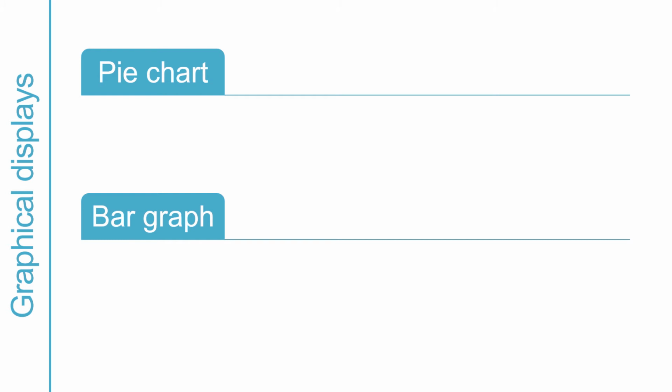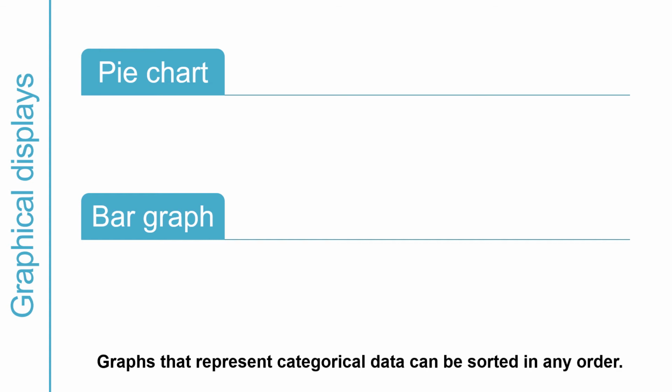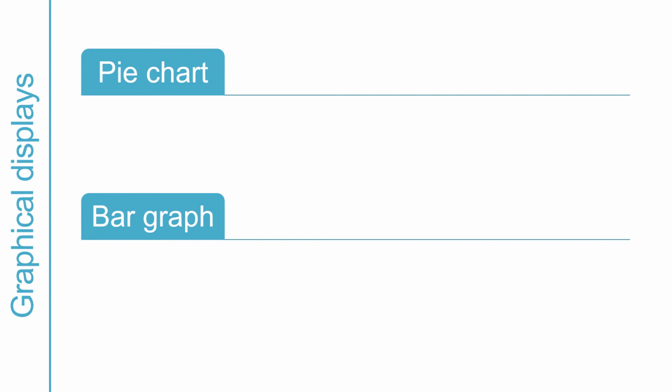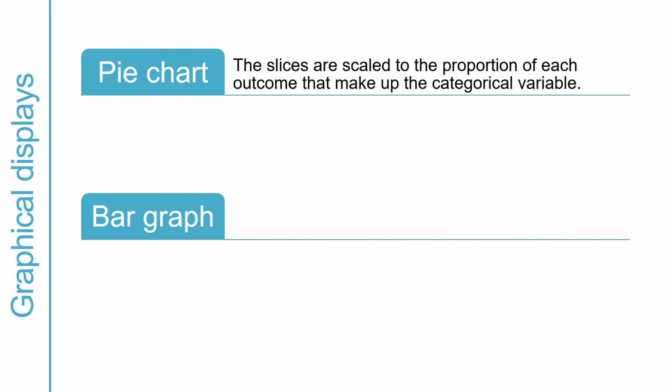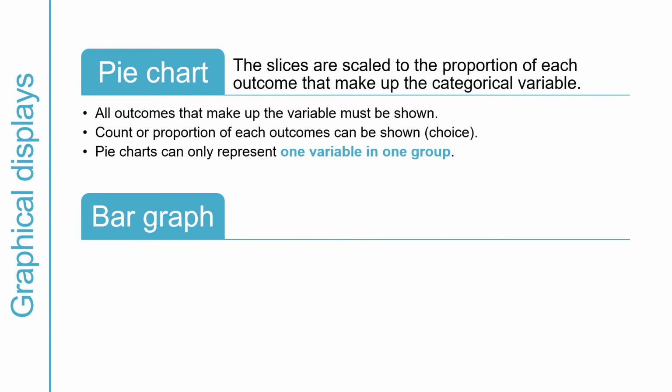Categorical data is often displayed in pie charts or bar graphs. Unlike quantitative data, the outcomes of a categorical variable can be sorted in any way we want in graphical displays. In a pie chart, the pie slices are scaled to represent the proportion of each outcome in the dataset. Therefore, all of the outcomes that make up the categorical variable must be shown inside the pie chart, and that also means that pie charts can only display one categorical variable representing one group at a time.